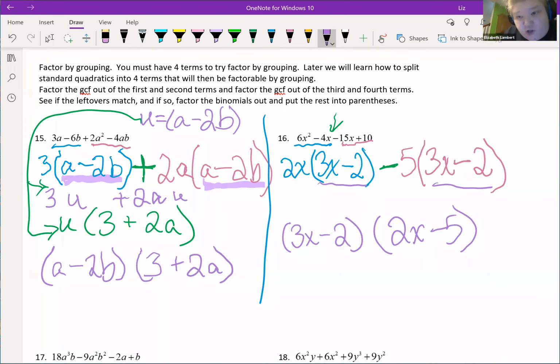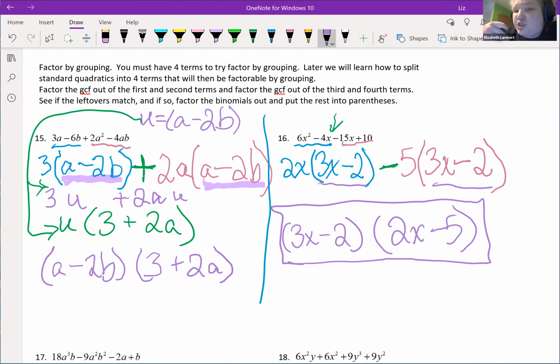You could fully multiply them back out and you should be able to get back to those 4 terms when you do so. But this is the factored form. Now, I noticed in the quiz, some of y'all were taking things like this and then setting them equal to 0 and solving. This didn't start with an equal sign. So if it doesn't start with an equal sign, you cannot solve it. You can't just throw it in there.